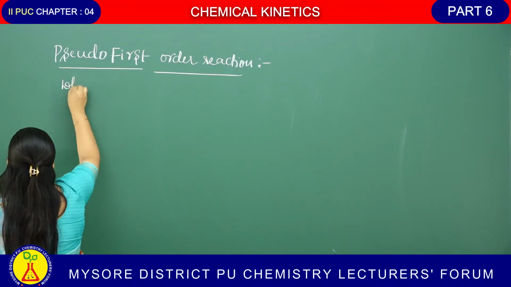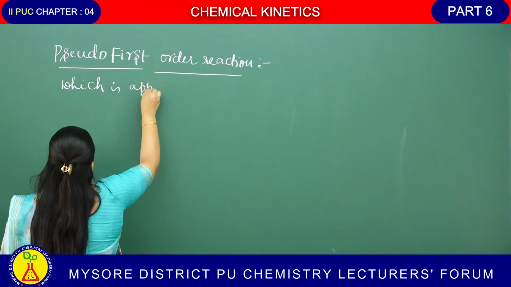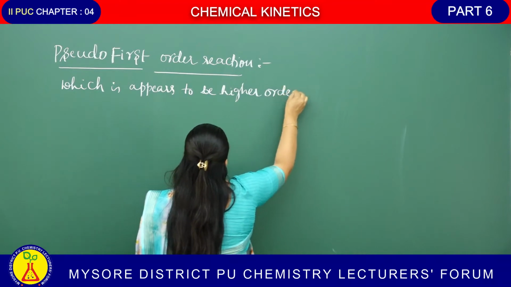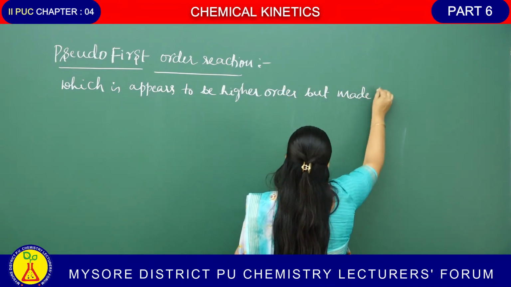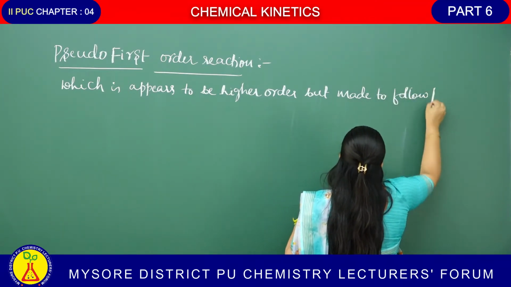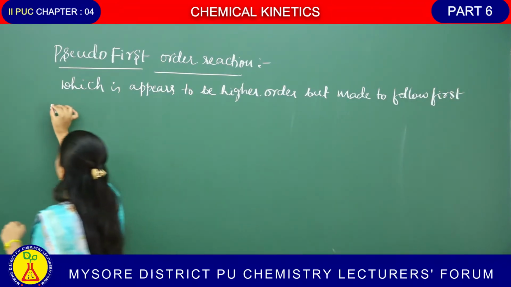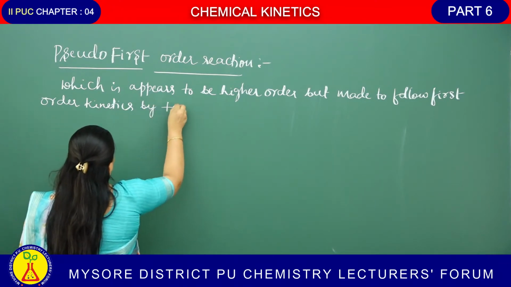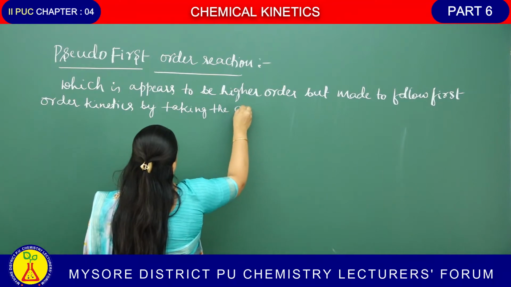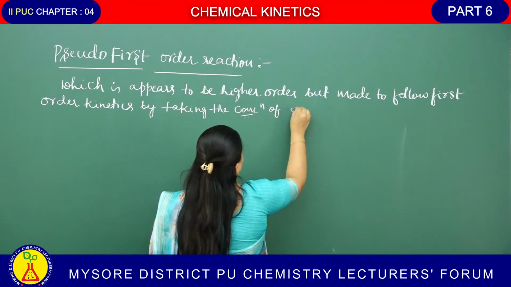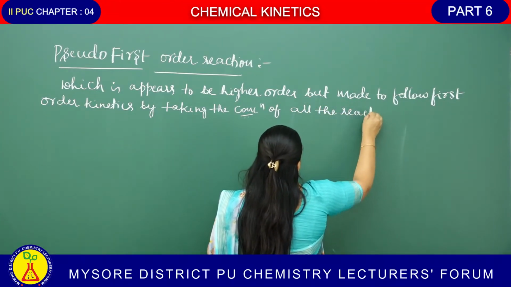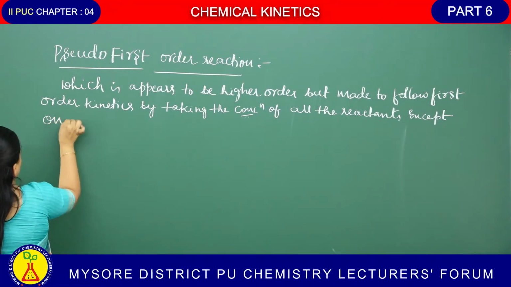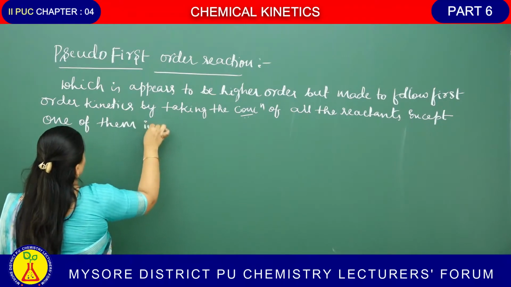Which appears to be higher order, but made to follow first order kinetics, by taking the concentrations of all the reactants except one of them in a large excess.